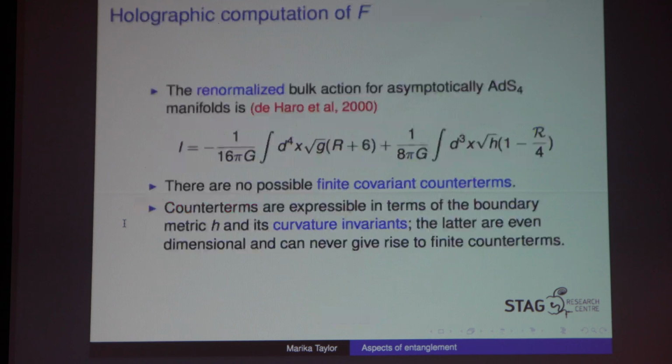Okay, so if you calculate F using holography, what do you do? You take anti-de Sitter with an S3 boundary, and you calculate the on-shell action. That's how you calculate it. And you need to use the renormalized on-shell action, which was calculated by Sebastian de Haro, Sergei Solodukhin, and Kostas Skenderis in 2000. It's a very well-known paper.